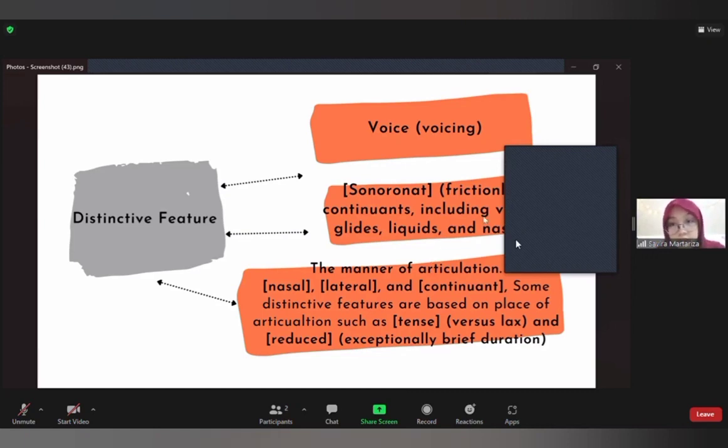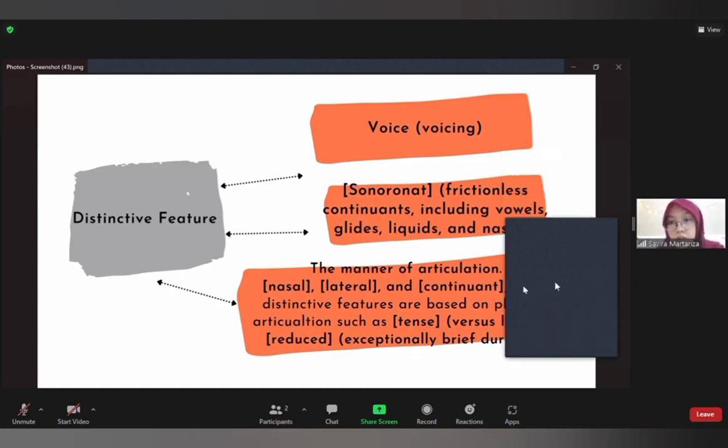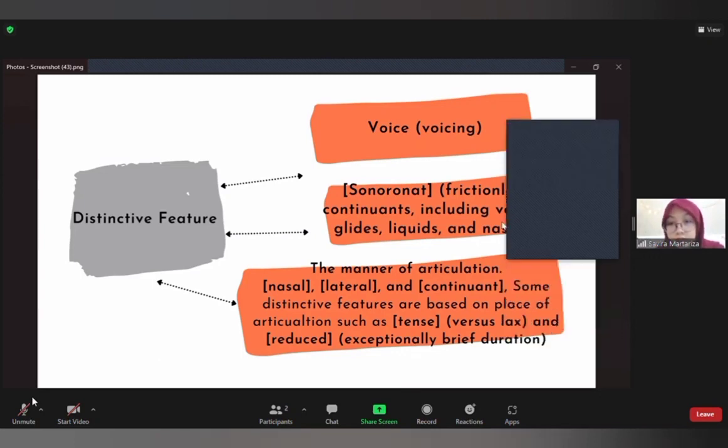The next one is sonorant: frictionless continuants, including vowels, glides, liquids, and nasals. The next one is the manner of articulation: nasal, lateral, and continuant. Some distinctive features are based on place of articulation, such as tense versus lax, and reduced, exceptionally brief duration. The next slide will be continued by my friend.